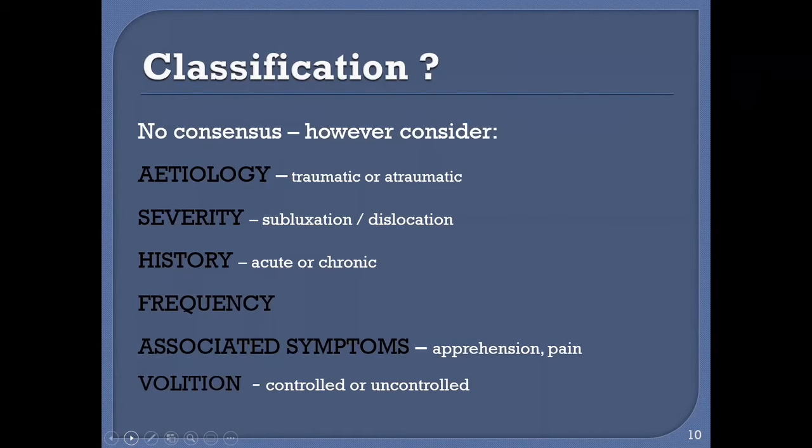Can they control the dislocations? Do they happen just when they think about it, such as doing a party trick, or do they have no control over the dislocations at all? Or did they start off being able to do a party trick as a kid and it wasn't really a problem until they reached adolescence, and suddenly the shoulder started to become unstable, where they couldn't control it and it becomes more problematic?